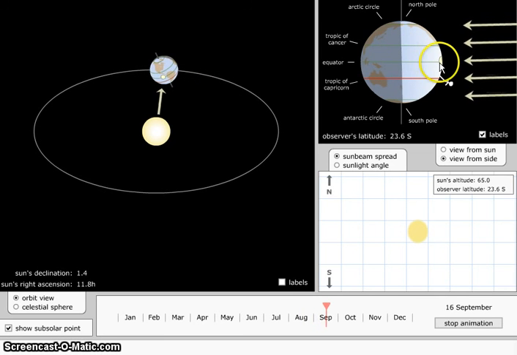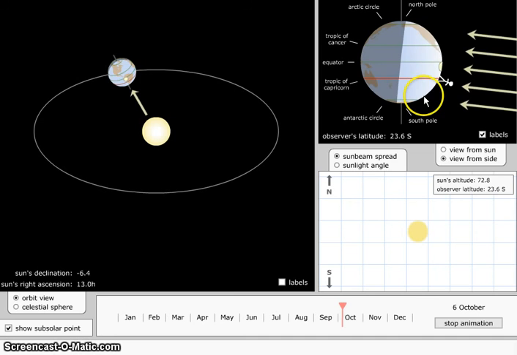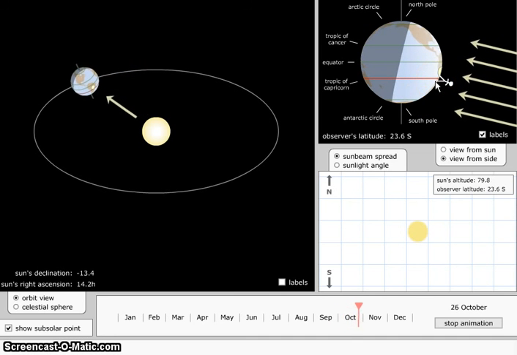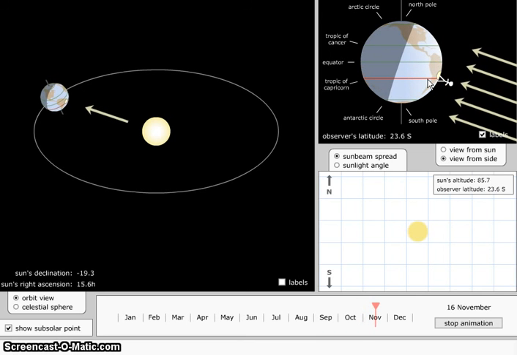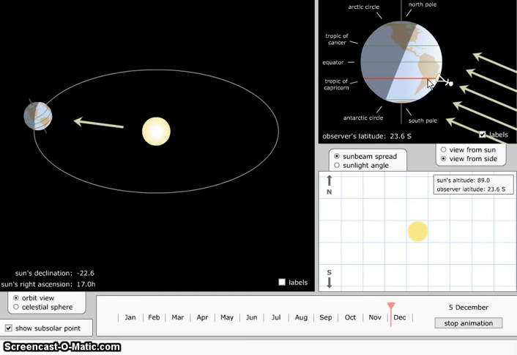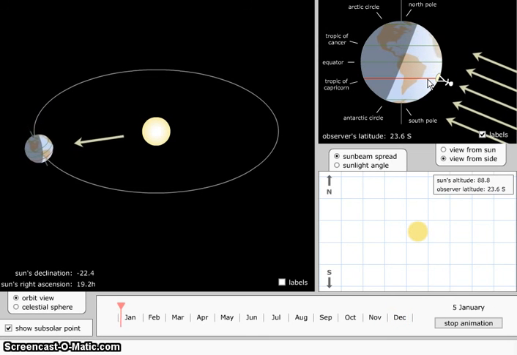Now we're going into winter for the northern hemisphere and summer for the southern hemisphere, and you'll notice that the subsolar point is making its way down towards the Tropic of Capricorn, which is the latitude that marks the southernmost point where direct sunlight can be received.